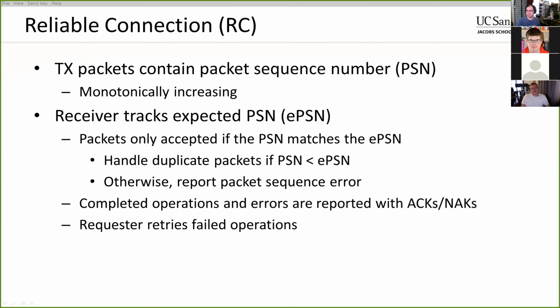So how does this work? Well, just like UC, the TX packets contain a sequence number. On the receiver, packets are only accepted if the sequence number matches the expected sequence number. So if the sequence number is less than the expected one, then it's a duplicate packet. There are ways of handling that. It either gets dropped or it's a retry of an operation that didn't succeed before. Otherwise, it's a packet sequence error, and that can be reported, and then a NAK is sent, and the operation can be retried. Completed operations and errors are then reported with ACK and NAK, and the requester can retry failed operations. Pretty straightforward.